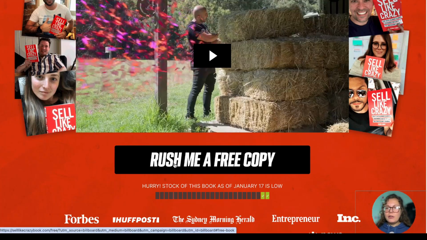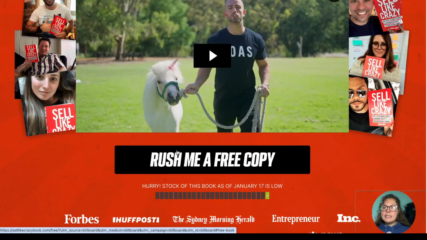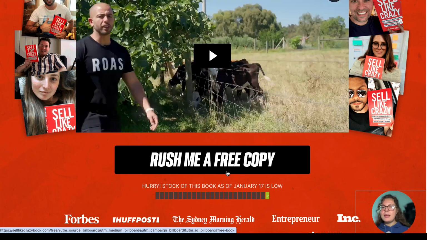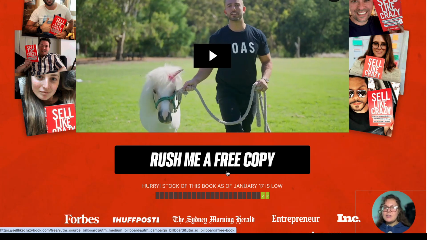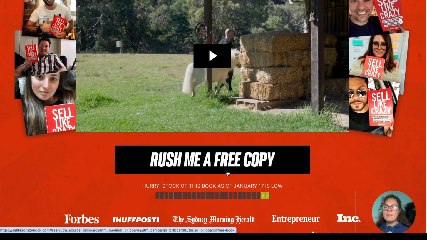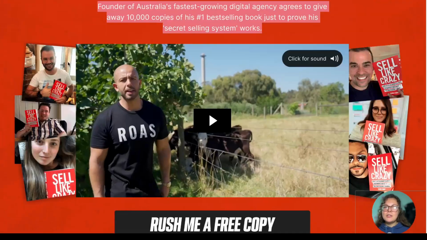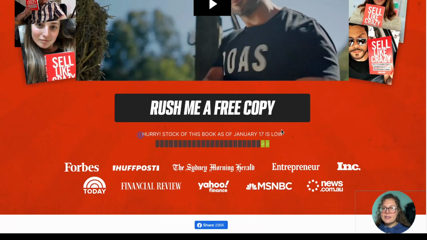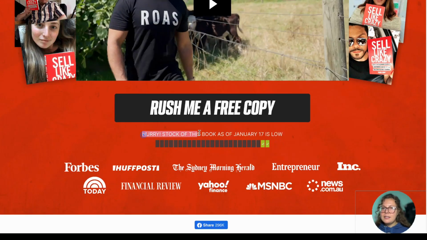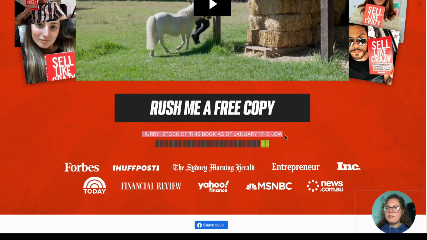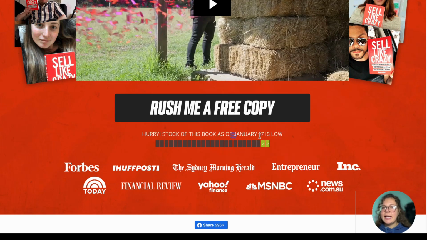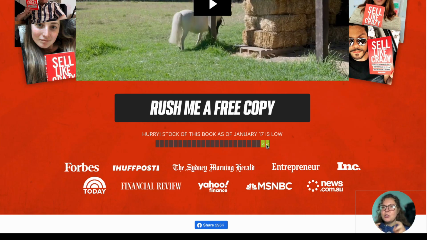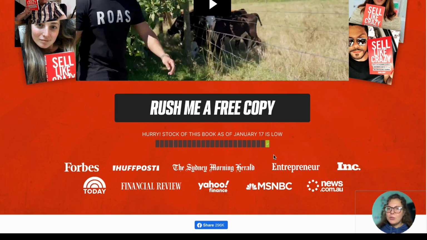Now you see he took a really cool approach to his CTA. Instead of saying just buy now or whatever, he says "rush me a free copy," and the button is animated to make it stand out more and make it more exciting. And also you see that he used social proof on the sides. And then he has urgency here. He says stock of this book as of January 17th is low, so they use today's date, and they use a little animation to show you, oh my god, you've only got 2 books left or whatever.